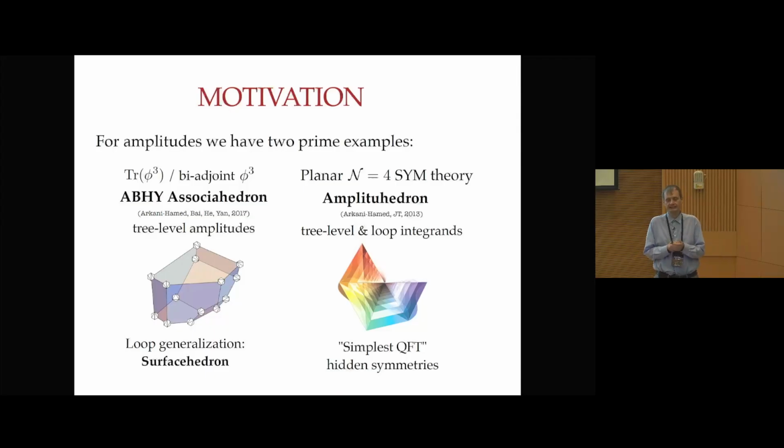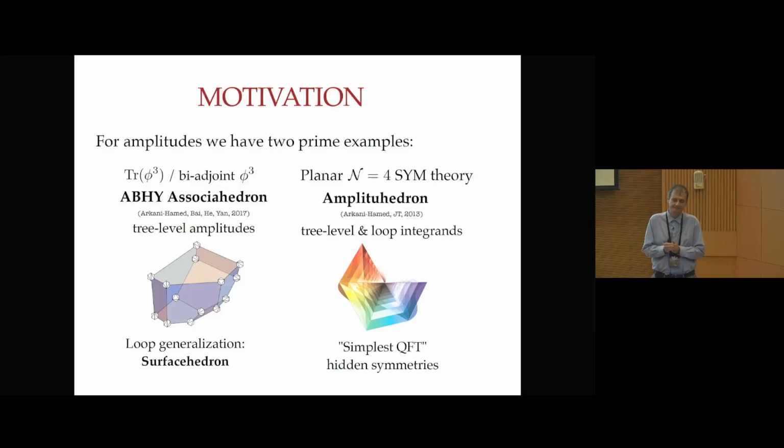And the other example, which predates the associahedron, that actually came first, is the amplituhedron, which is the positive geometry for planar N=4 super-Yang-Mills theory. So this is the simplest QFT from many points of view. It has a lot of symmetries. It has maximal supersymmetry, conformal symmetry, hidden symmetries, dual conformal symmetry, Yangian. But it is a very complicated theory if you just look at the particle content.